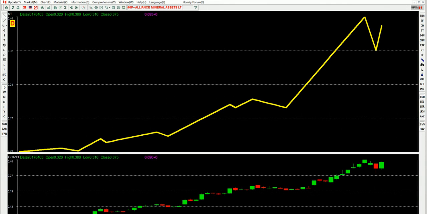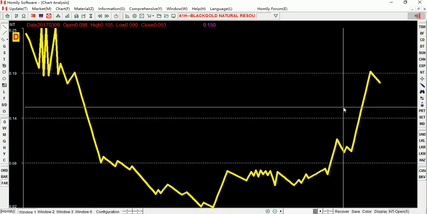This is Alliance. Okay, so let's see Alliance. This stock, the low point is higher, the high point is higher. Uptrend or downtrend? Obviously, this is an uptrend, but we can see here this is yesterday's price. Then we can check today's price, okay? So let's see Alliance.